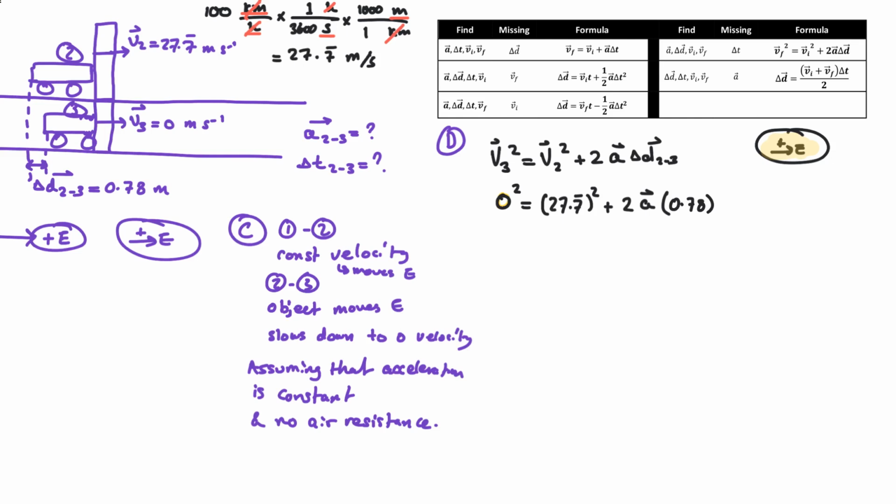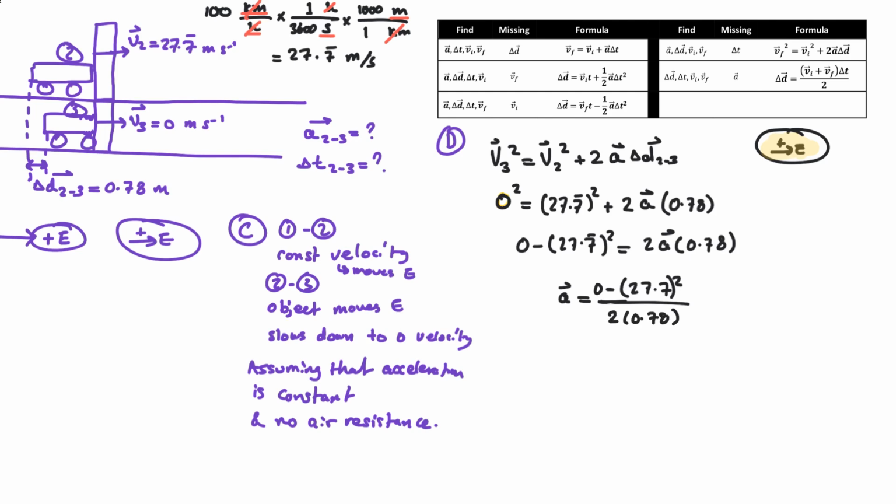Once I have this, I'm going to rearrange it to find my acceleration. So I'm going to subtract both sides by 27.7 squared. And that's going to be 2a times 0.78. And if I want to find acceleration, I will divide both sides. So this is going to be negative 27.7 squared divided by, sorry, the negative is not inside the brackets, and we got to be very careful with this. Good, negative 0 minus that, I'll just write the 0, that's okay, and then divided by 2 times 0.78.